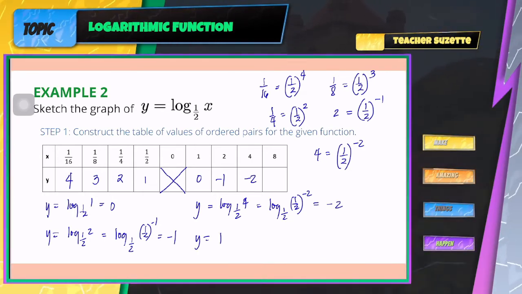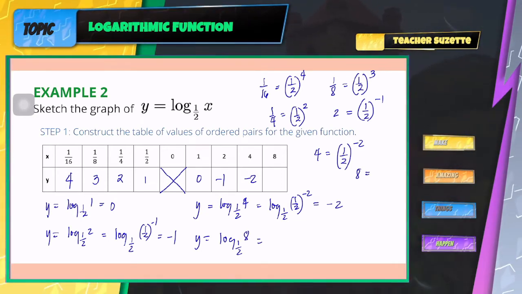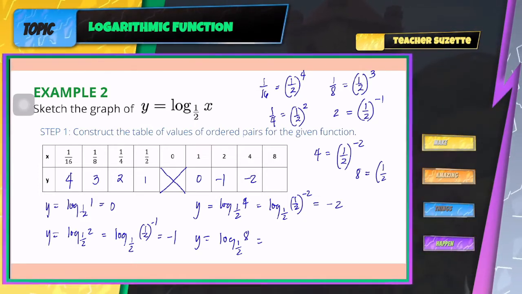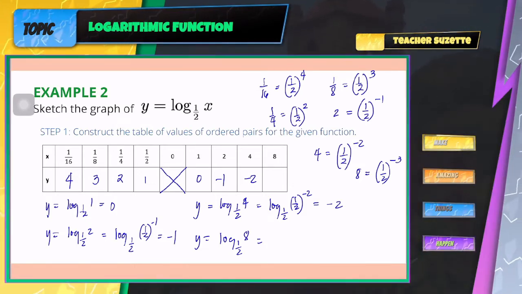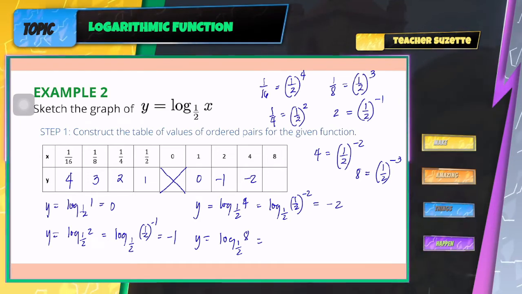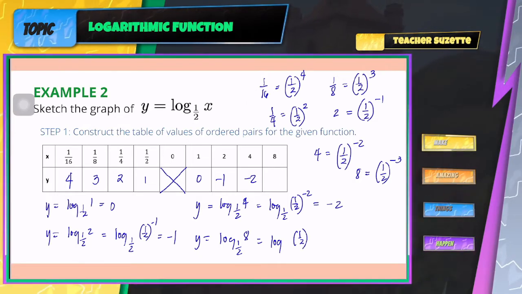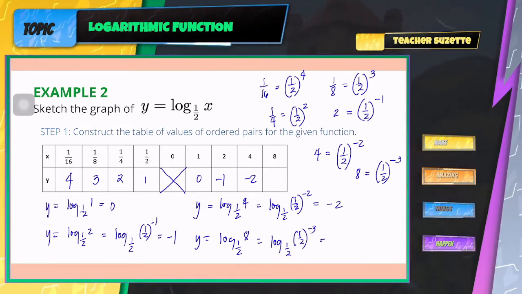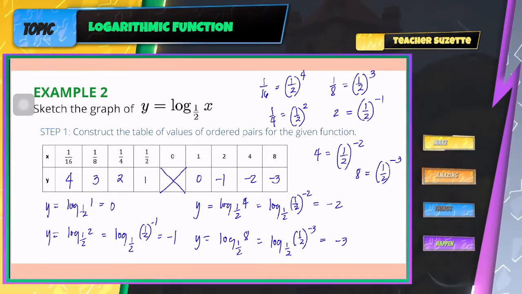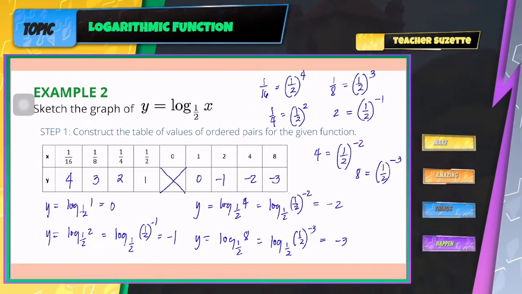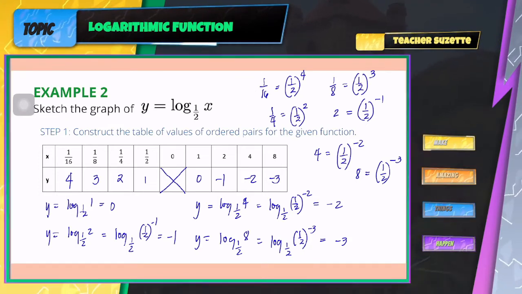And last one, we have logarithm of 8 base 1/2. Again, 8, pag nire-write natin siya with base 1/2, we will raise 1/2 to negative 3. Equal pa rin naman po yung 1/2 raised to negative 3 to 8. So we can rewrite this as the logarithm of 1/2 raised to negative 3 base 1/2. So our answer is negative 3. Now we have constructed our table of values. Now, let's plot these points and find the graph of our example number 2.